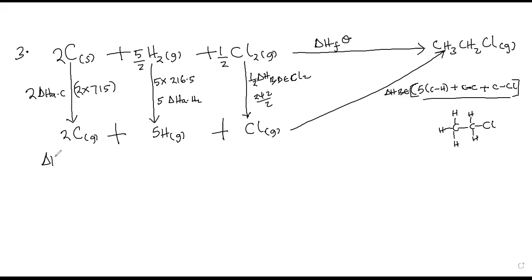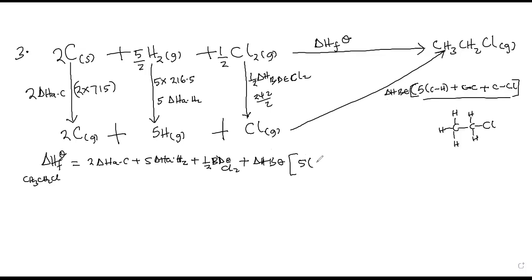Now, enthalpy of formation by Hess's law, of course, of chloroethane, will be equal to twice the enthalpy of atomization of carbon plus 5 times the enthalpy of atomization of hydrogen plus 0.5 bond dissociation energy of chlorine, then plus, now you talk about these bond energies: the bond energy of 5 carbon-hydrogen bonds plus carbon-carbon bond plus carbon-chlorine bond.